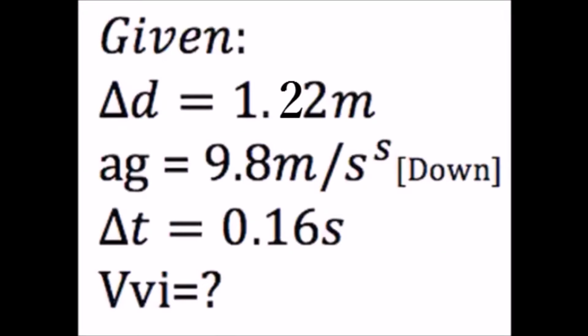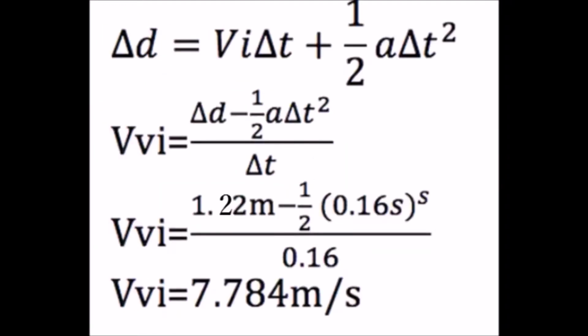For the givens list, the displacement is 1.22 meters. The acceleration due to gravity is 9.8 meters per second down. The time is 0.16 seconds. Now we have to find the initial vertical velocity. I plugged my numbers into the equation and figured out that my initial vertical velocity was 7.784 meters per second. Therefore, the initial vertical velocity is 7.9 meters per second.